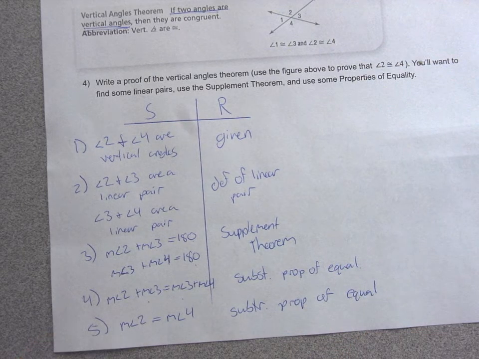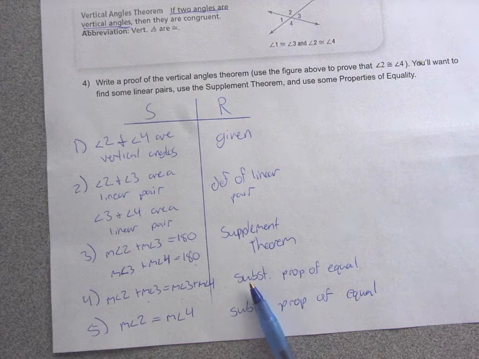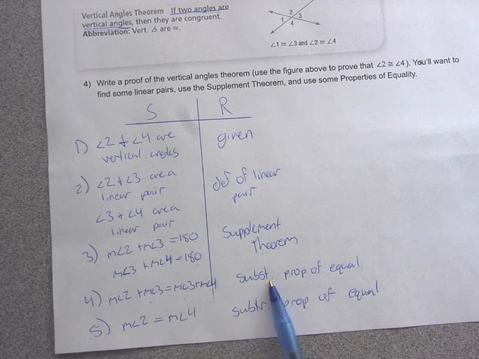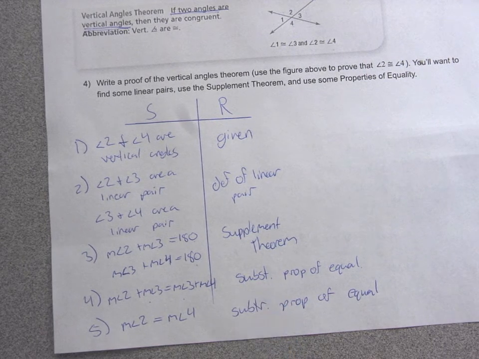Okay, when you abbreviate, try to be clear. So substitution and subtraction both have sub in it. So don't just write sub prop because it's unclear whether that's substitution or subtraction. So I write subst for substitution and subtr for subtraction, just so it's clear.